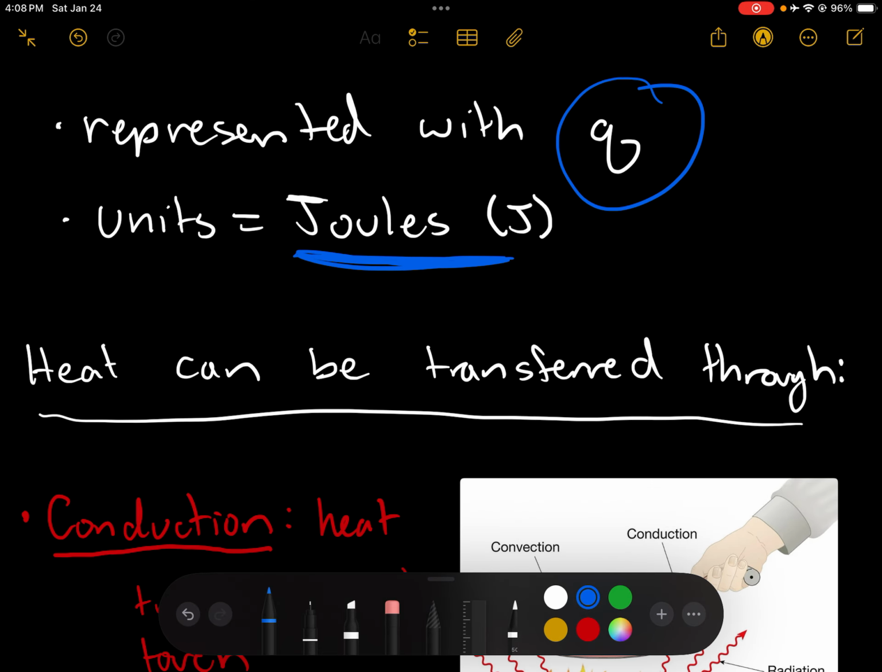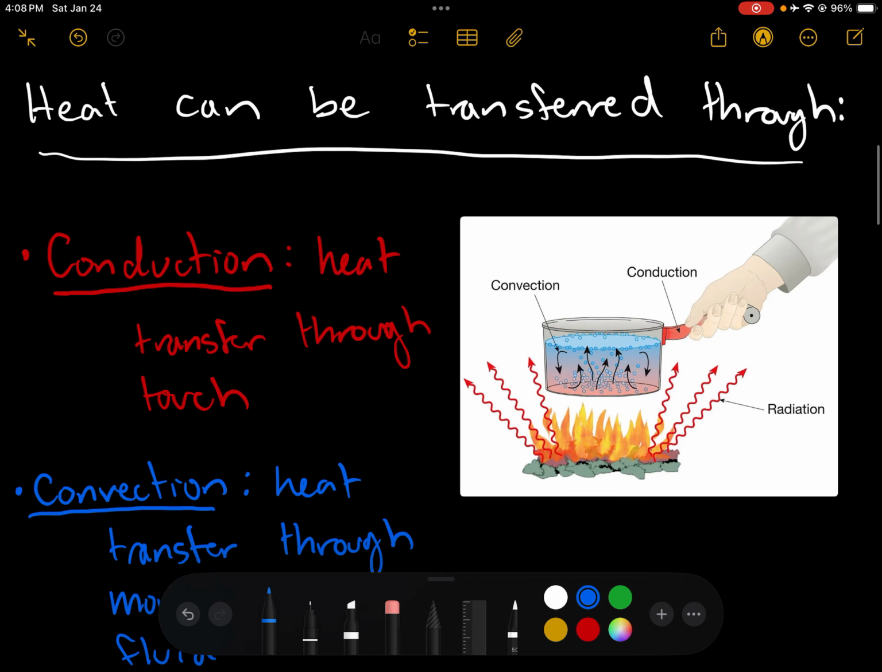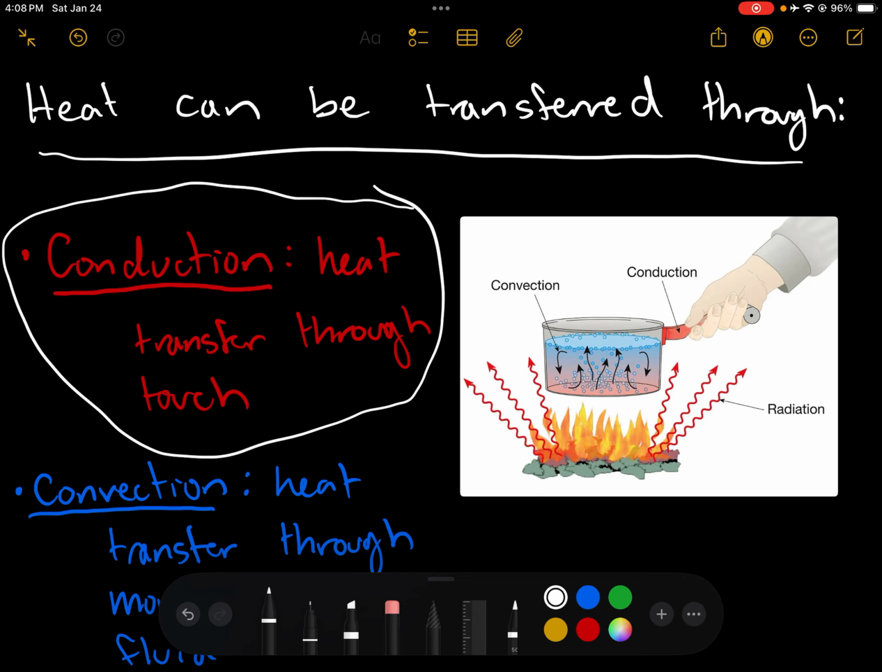Heat can be transferred between a system and its surroundings in a couple of different ways. The first one, the most obvious, is conduction. Conduction is heat transfer through physical touch. In the diagram of this person holding a very hot pot full of water, there's conduction happening as heat travels through the handle of the pot towards this person's hand. I'm sure we've all touched something hot before and let it go really quickly, going, oh my God, that's so hot. That's because the heat is transferred to you through physical touch, or conduction.